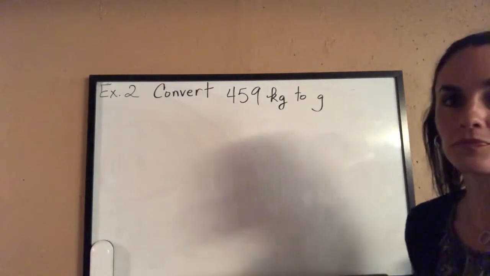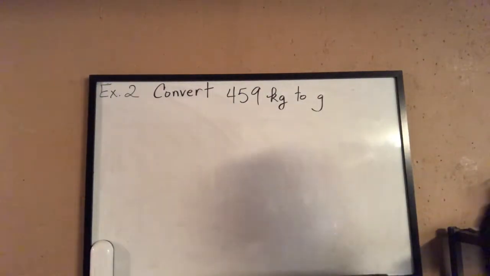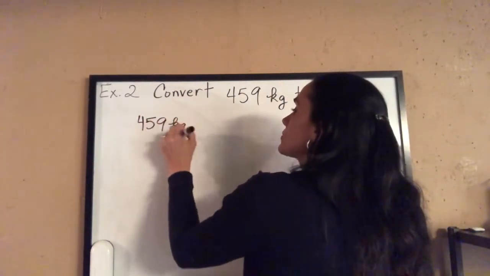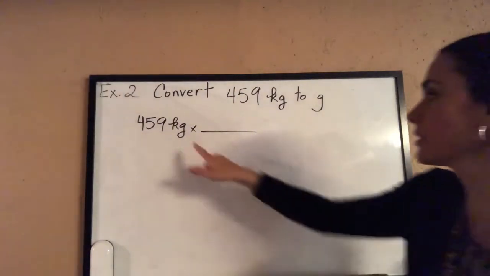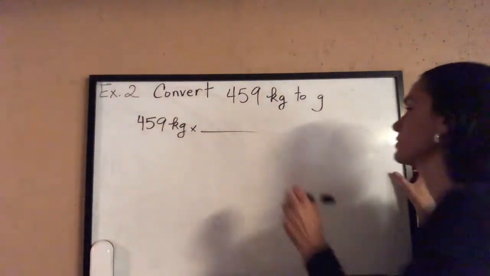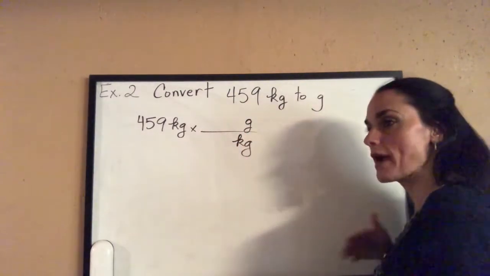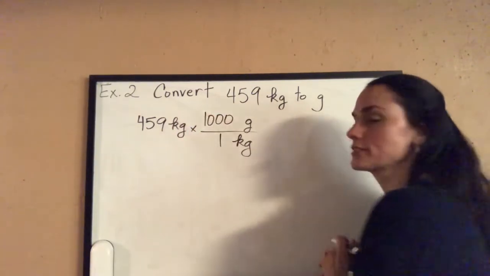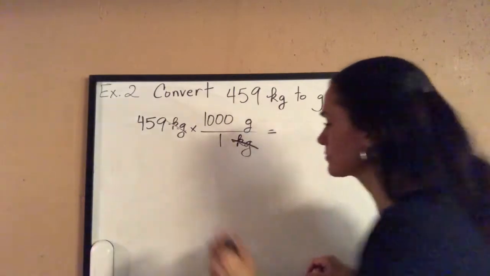Let's convert 459 kilograms into grams. 459 kilograms is our given amount. Our given unit is kilograms. We want to convert into grams. From grams to kilograms, we look back at our reference chart. 1 kilogram is equal to 1,000 grams. Units of kilograms cancel out.